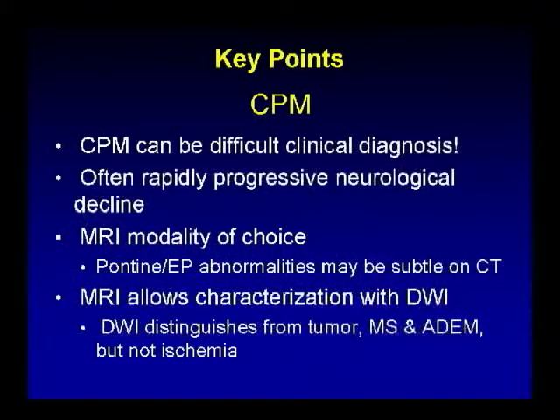So CPM can be a very difficult clinical diagnosis. You can look like a complete star when you suggest this to your clinician because it's pretty obvious to you imaging-wise. They typically are progressively declining very rapidly, and so these patients typically will get an MR, and you need to be doing MR, especially when your CT is negative in this patient group. You're looking for abnormal diffusion, abnormal T2, and no enhancement in the pons or in the putamen.